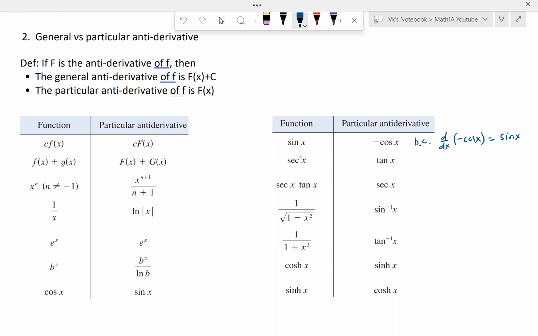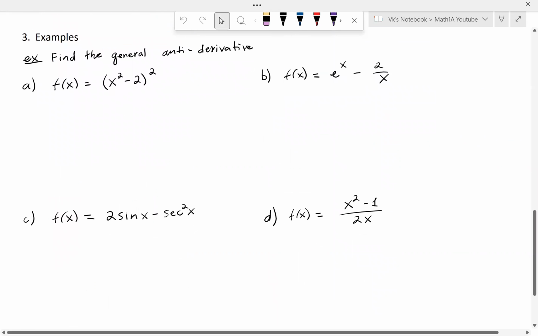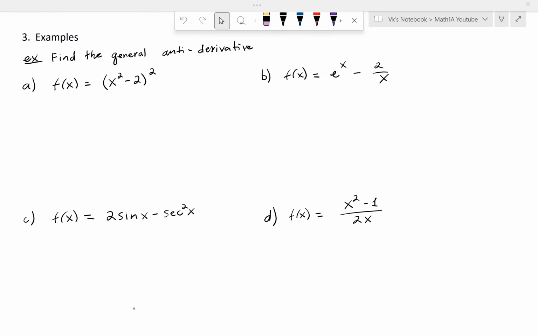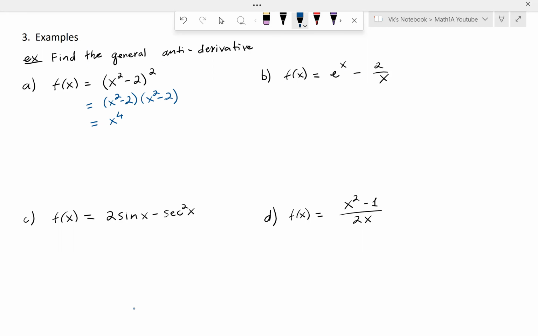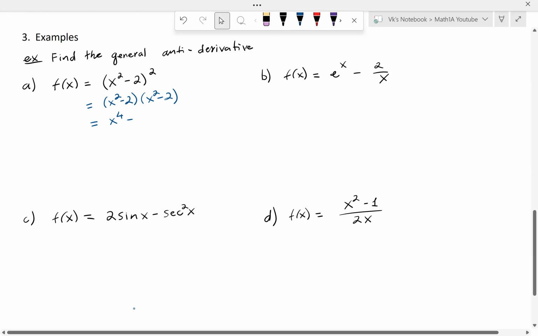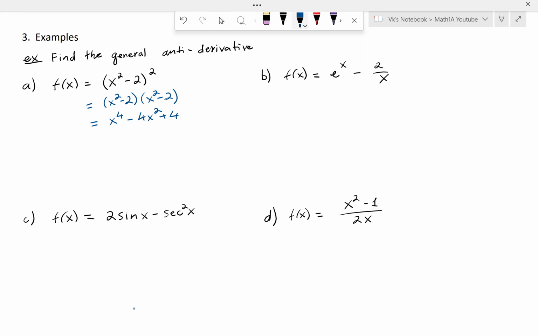Let's do some examples. Example. Find the general antiderivative of F of x equal to x squared minus 2, all squared. Well, we cannot do this directly, so we have to FOIL it first. x squared minus 2 times x squared minus 2, and this gives us x to the 4 minus 2x squared minus 2x squared, so minus 4x squared plus 4.